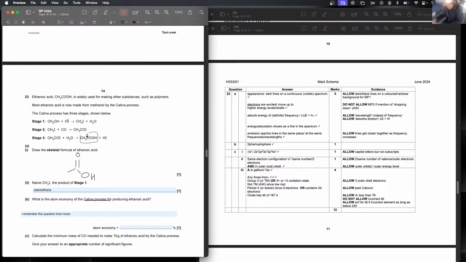So this is the product, right? And then this is also the product. But because this can be used in stage 1, it's the Mr of the product over the Mr of the reactants.